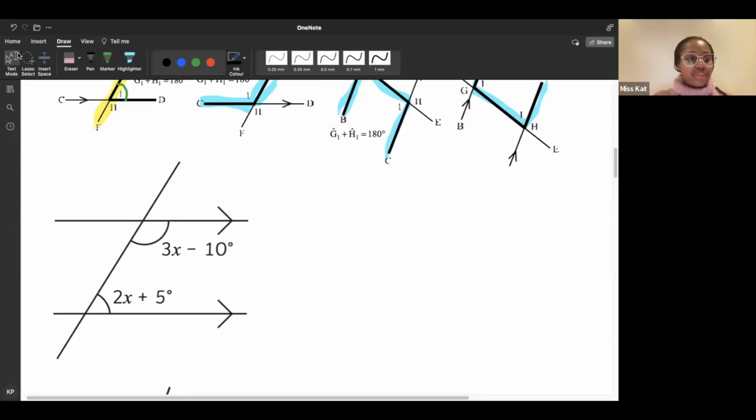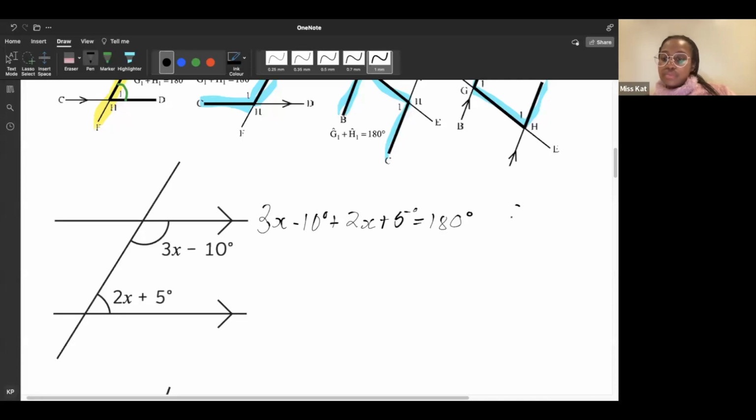So ma'am will say 3x minus 10 plus 2x plus 5 equals 180 degrees. Okay, wait, let me write. 3x minus 10 degrees plus 2x plus 5 equals 180 degrees. My reason will be co-interior angles are supplementary. What else should we put there? The parallel lines, ma'am. There we go. I should probably name them. Let's put an A there, a B there, a C there, and a D there.